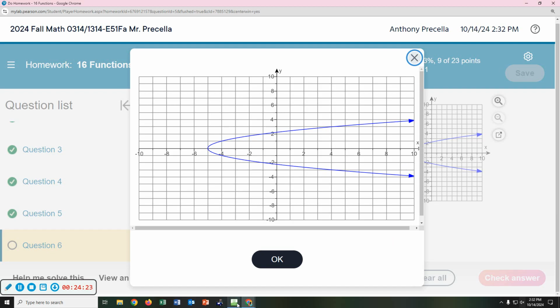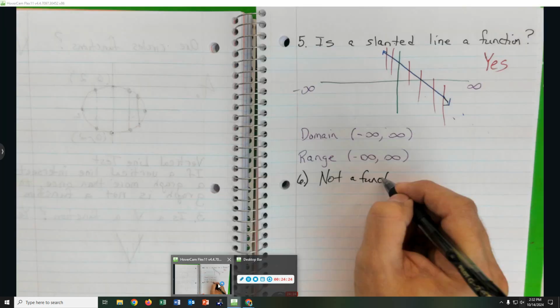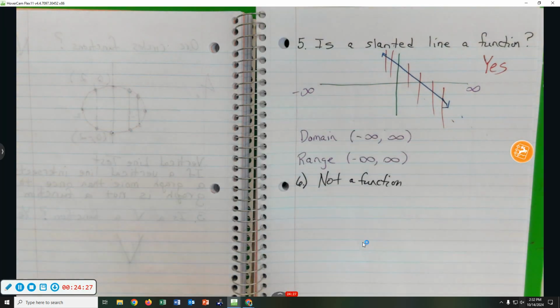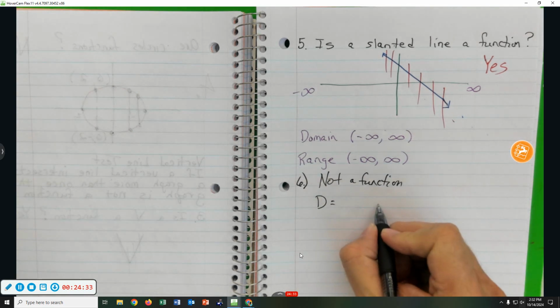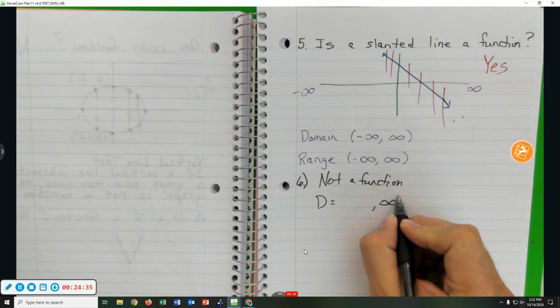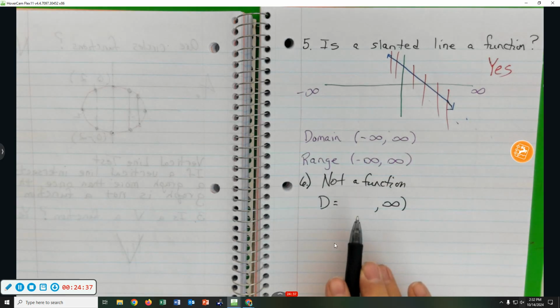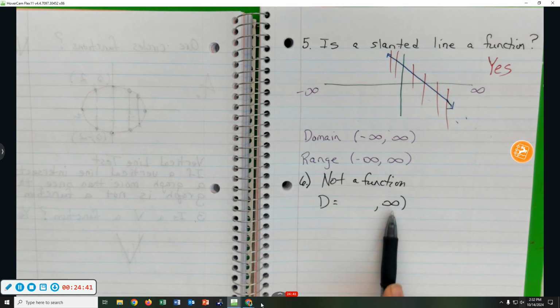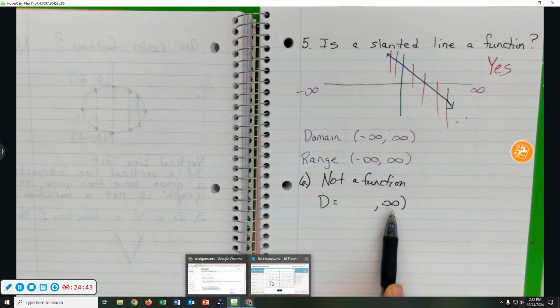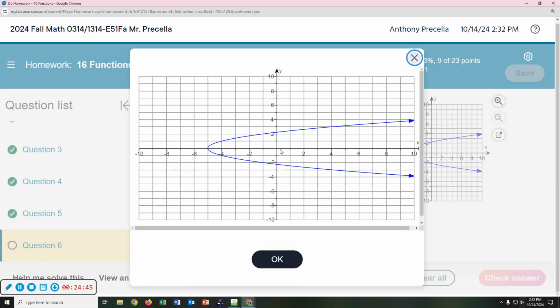Hold on, Tony's writing that down. Right now I'm writing that number 6 was not a function, but for the domain, comma, infinity. To the right, it's going forever. It's going to keep moving to the right forever. But it's not going to have that negative infinity on the left. Where does it stop? At what x value?